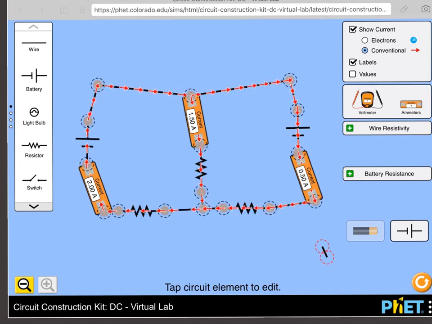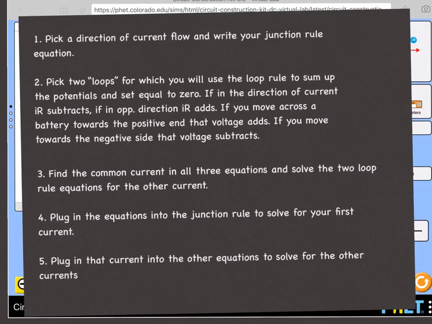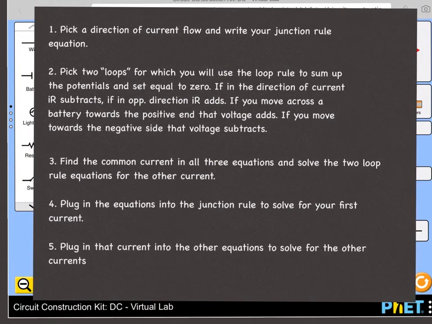So you can see that these problems can take a little bit of time. Once you learn the procedures, it does make it go a little bit faster. So these are the things that you kind of want to make sure that you know. So you're going to pick the direction of the current flow and write out your junction rule. That's number one, first thing we did.